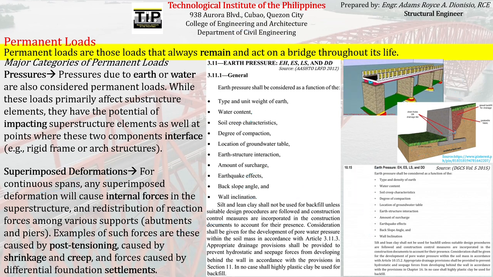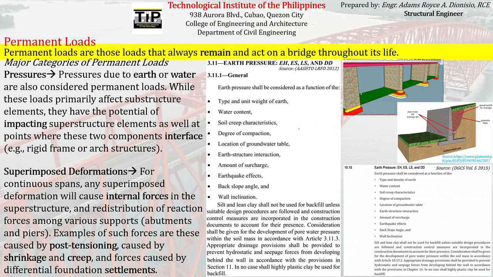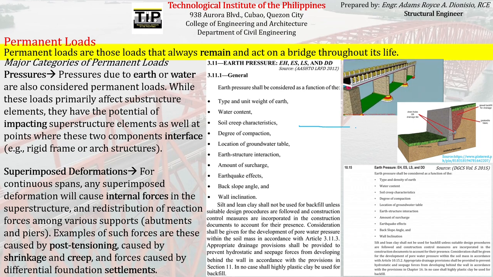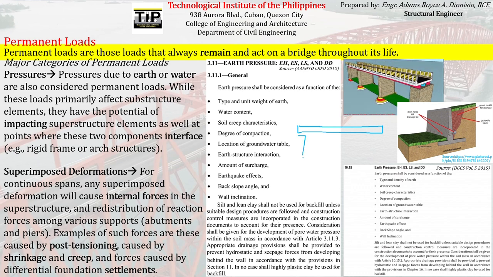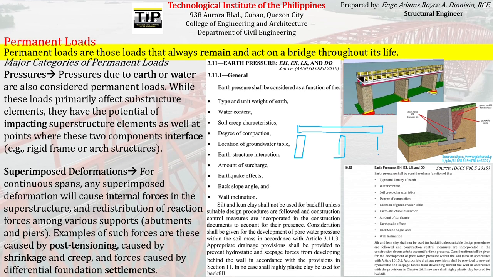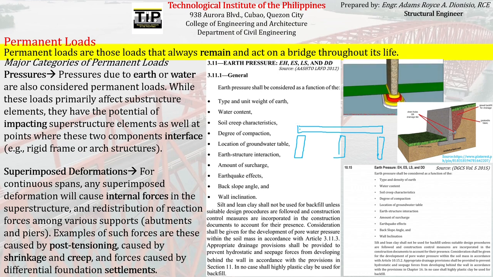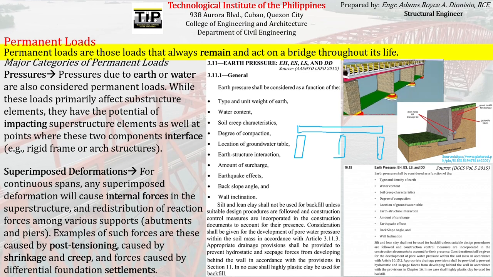So just to give you an overview, although later on we will just discuss more about deformations or superimposed deformation, but just to give you an overview about superimposed deformation and how it affects bridge elements, suppose we have a continuous bridge. So, familiar naman na kayo siguro sa continuous bridge. So, ano siya? Bridge siya na continuous. Kumbaga, dire-diretso siya, just like what I've discussed last time. Continuous bridge is a bridge na continuous and dire-diretso siya. Hindi siya yung putol dito. Hindi siya composed of two segments, kundi one segment lang siya.